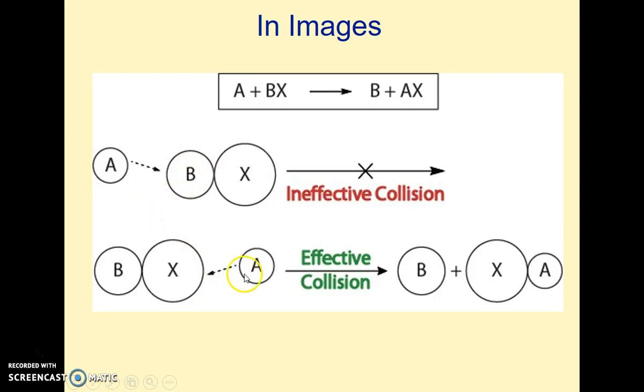But in this collision, where A hits X, if it hits it with enough energy, it can bond with X and then kick B out. So this is an effective collision, a collision that allows a reaction to occur. Now again, the more collisions you have, the more likely you are to have an effective collision compared to all the ineffective ones.